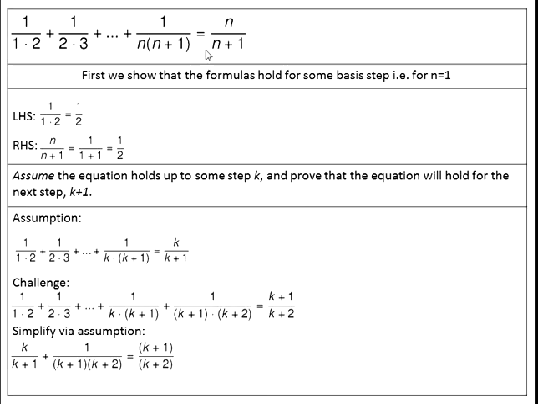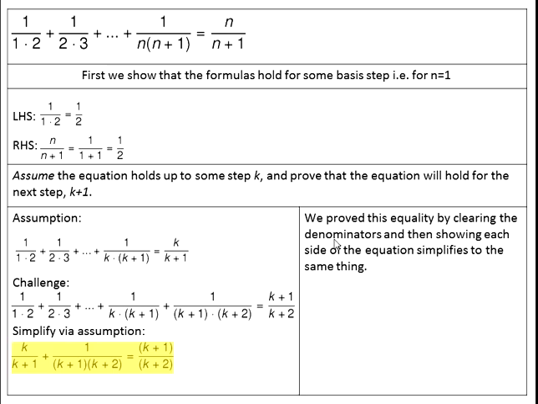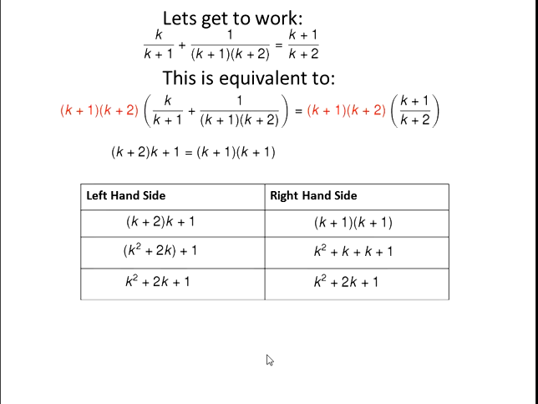Just as a recap, we start with this. We go through the hoopla of showing that it's true for n equals 1. Here's our assumption equation. This is the equation that we're trying to prove. After some simplification, this is the equation that we're trying to prove. And we proved this equality by clearing the denominators and then showing each side of the equation simplifies to the same thing. So that's what we did. That's it.